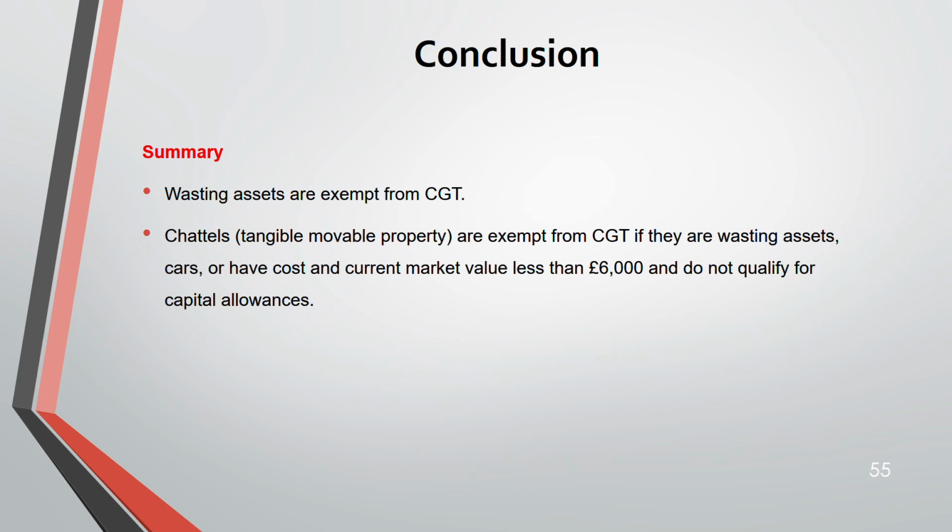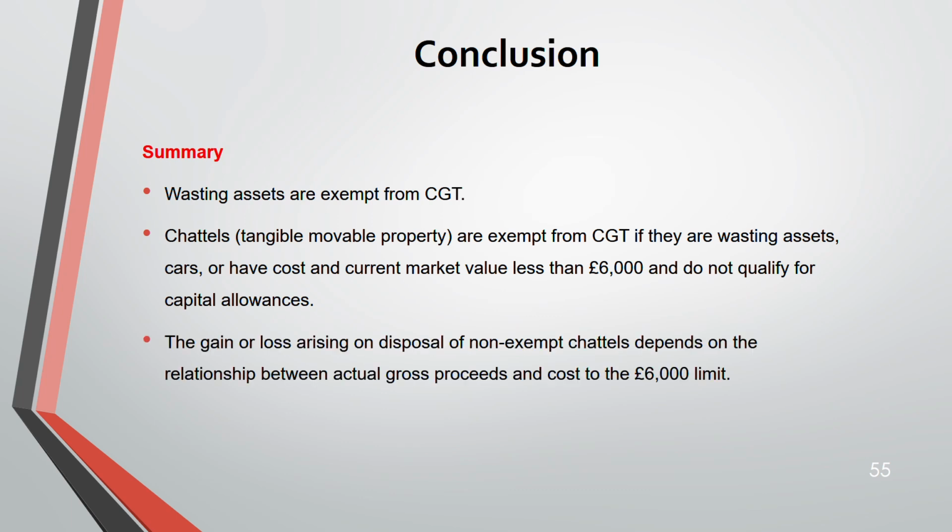They are exempt from CGT if they are wasting assets, or cars, or cost and current market value are less than 6,000, or do not qualify for capital allowance. Gain and loss that arise on disposal of a non-exempt chattel depends on the relationship between your actual sale proceeds and cost. That 6,000 limit. Remember the four scenarios where both proceeds and cost are more than 6,000, less than 6,000, one is more than 6,000 and the other one is less than 6,000, like that.